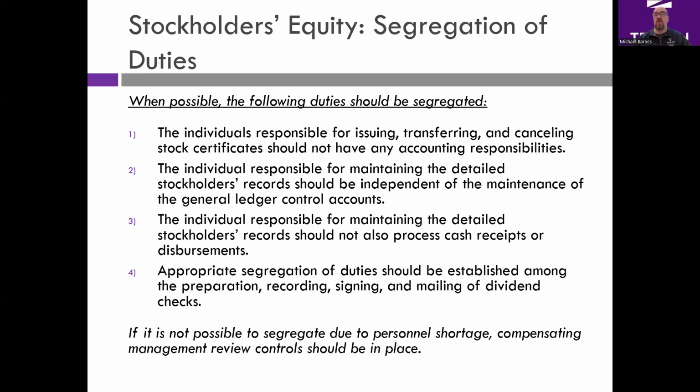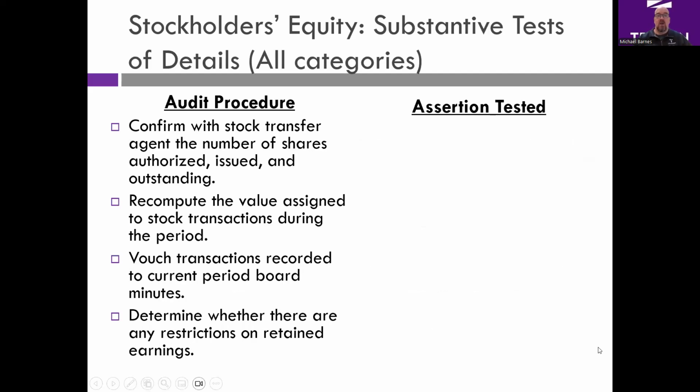So segregation of duties, if we know that it's not existent, we need to make sure that there's supervisor review of that, at least on a regular basis, and that the auditors follow up and make sure that review is taking place. All right. So we're going to talk about all tests of categories here. So we're going to talk about both transactions, events, and account balances all together. So confirm with the stock transfer agent the number of shares authorized, issued, and outstanding. All right. Confirmation can actually test multiple assertions, but our primary assertion with stockholders' equity is definitely going to be completeness. So that's the one we list here.